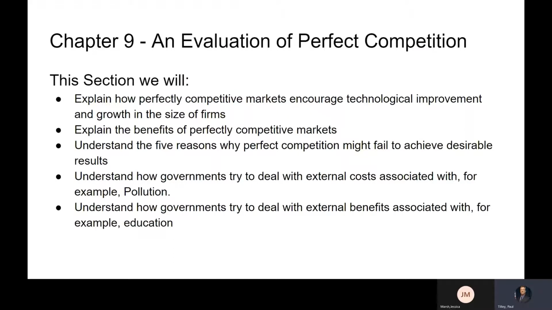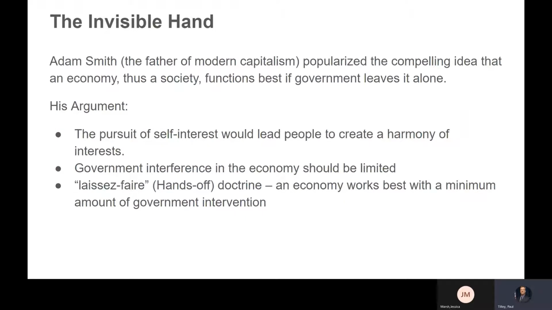Chapter 9 is the next chapter. There were two chapters to do with perfect competition. You need to understand chapter 8, but chapter 9 is the application of the concepts. So we're looking at some of the issues with regards to perfect competition.